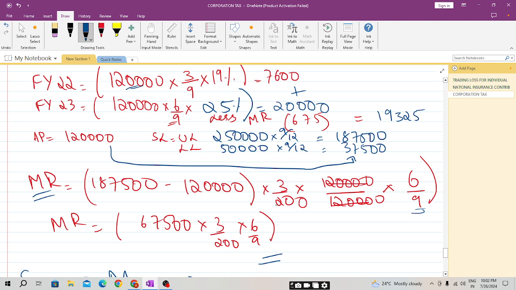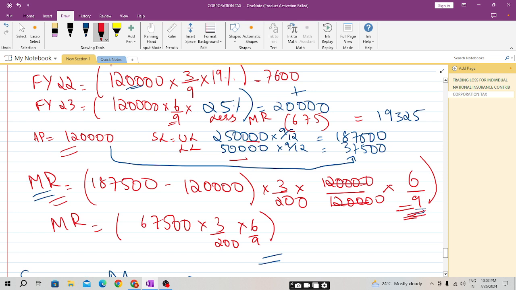This is the accounting period straddling question. We need to see the accounting months. So the accounting period is short. We will apportion the upper and lower limit, as the upper and lower limit are for the whole 12 month period. So we apportion it, get it, then we compare our augmented profit, which will be between the range, and then the marginal relief is only available for 6 months. The marginal relief is available for 6 months, but our accounting period is 9 months.